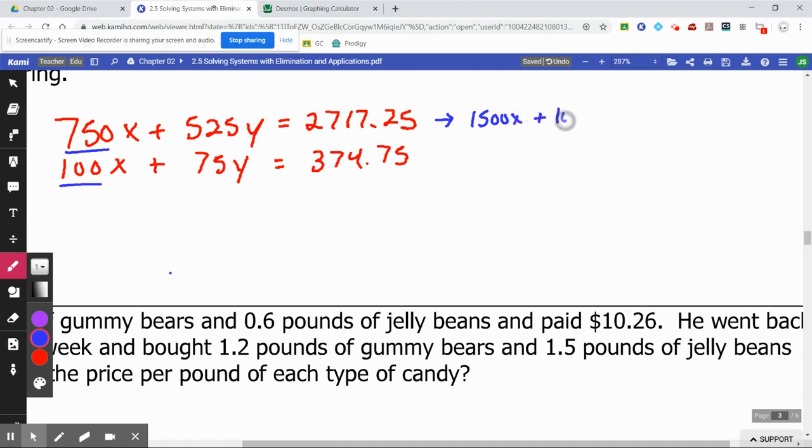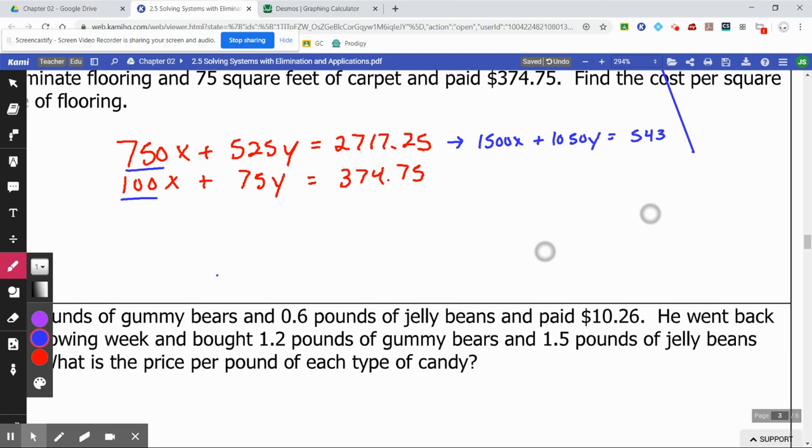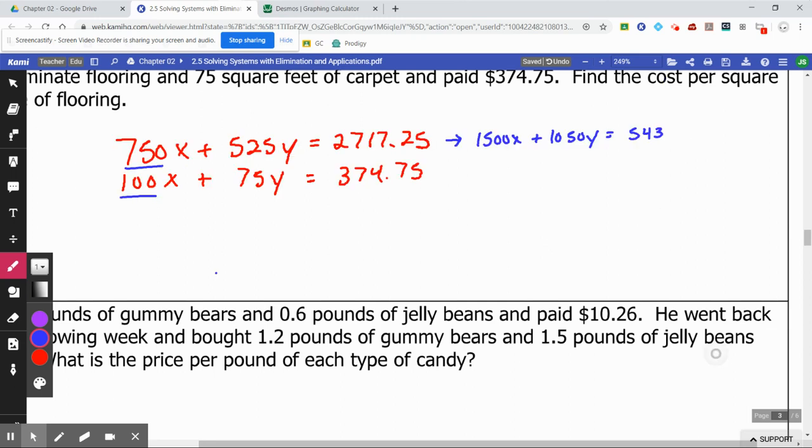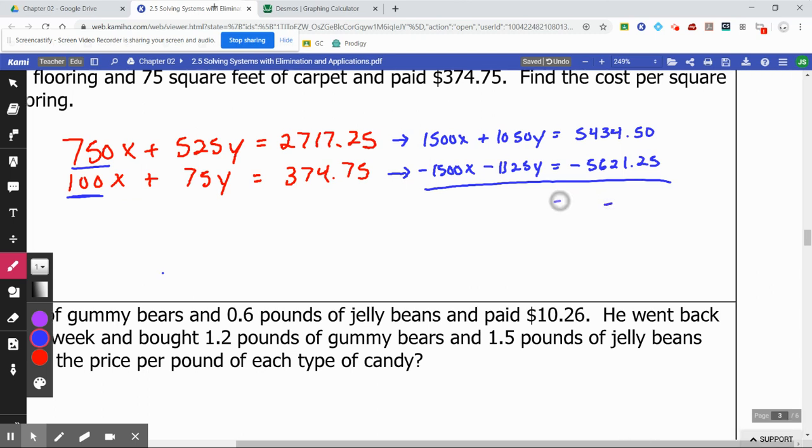That gives me 1,500 X's plus 1,050 Y's is equal to 5,434.50. Then I'm going to take my second equation. In order to get a negative 1,500, I'm multiplying everything by negative 15. And there you see what I get. Now, once I do that, we are lined up perfectly so that my X's will cancel. So we got 0 X's left, and when I combine my Y's, I bring my equal sign down, and I combine my numbers, I now have this.